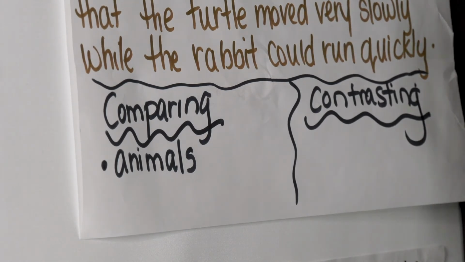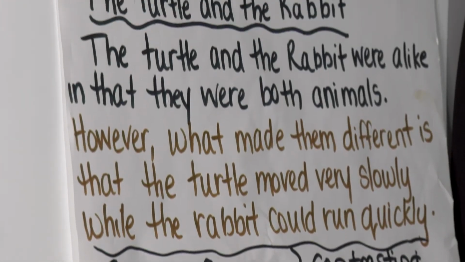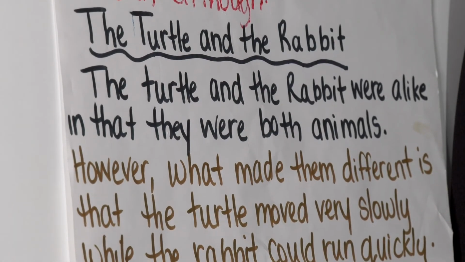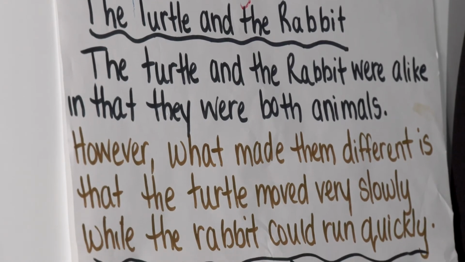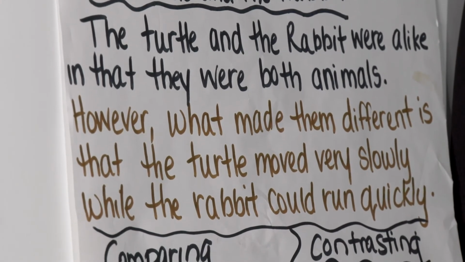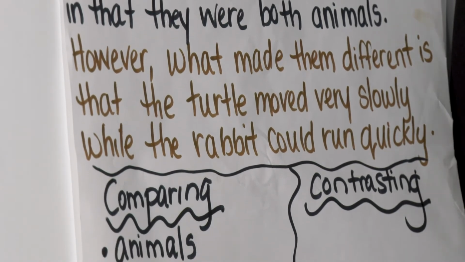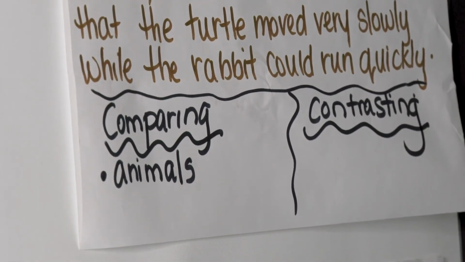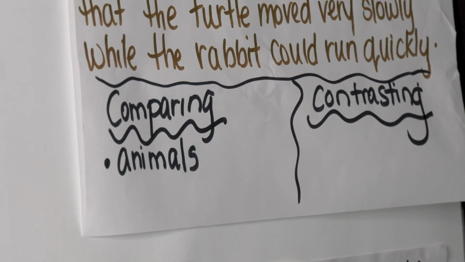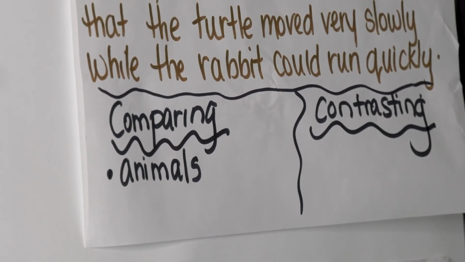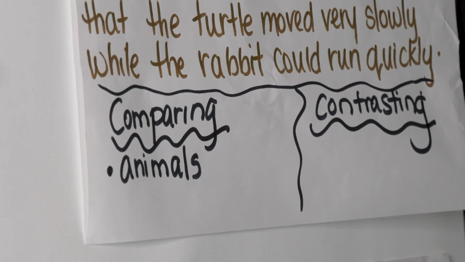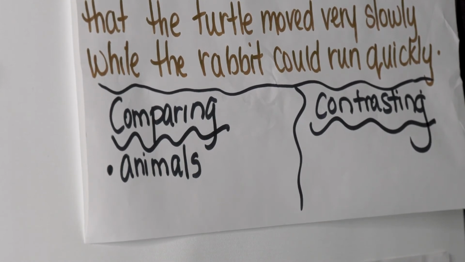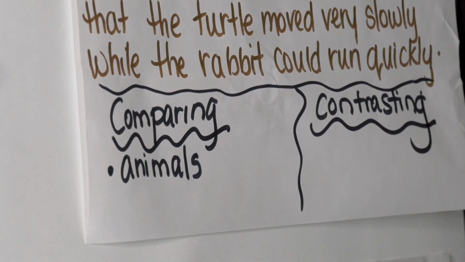The turtle and the rabbit were alike in that they were both animals. However, what made them different is that the turtle moved very slowly while the rabbit could run quickly. Okay, so now that I read that again, I got a better understanding of this. So I want you to stop and think right now, boys and girls. Maybe even talk to your partner if you have one beside you. And if you don't have a partner, maybe even talk to some adult you have at home. And if you don't have that, then you can write it and jot it down in your journal. Okay? I'll give you a minute to do that.